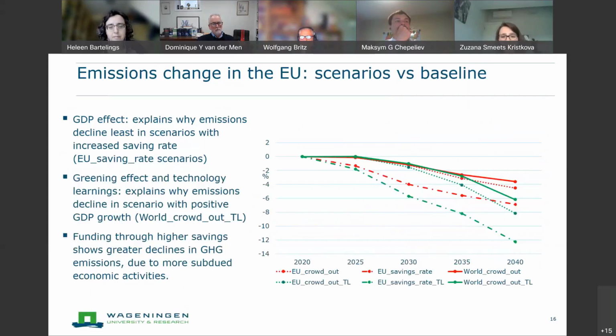The emissions change, that's of course the environmental aspect we are looking for, and what we see here is that the impact of all scenarios, independently of the financing, brings the expected decline of emissions, and we observe GDP-driven effects. So these scenarios where GDP declines will obviously lead to a decrease of emissions. But even in scenarios where GDP would be increasing for the EU, we also see emissions decline. And that's the effect of the greening, so the increasing share of green sectors and the technology learning.